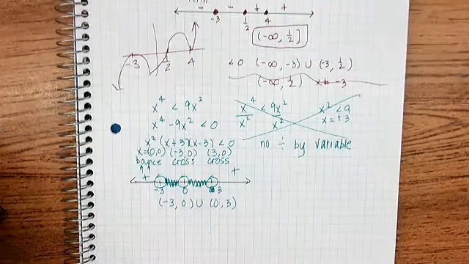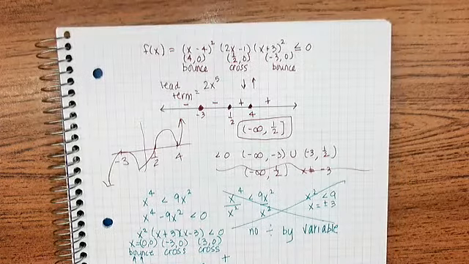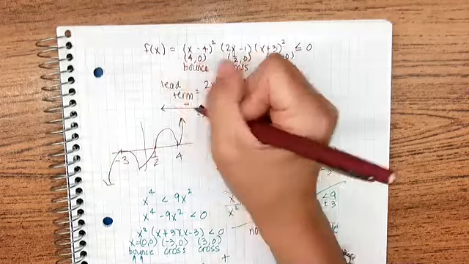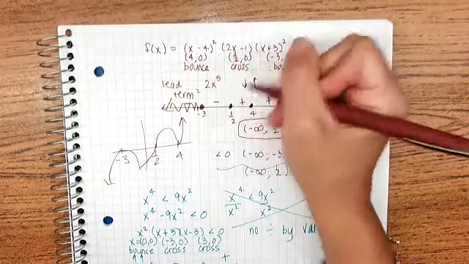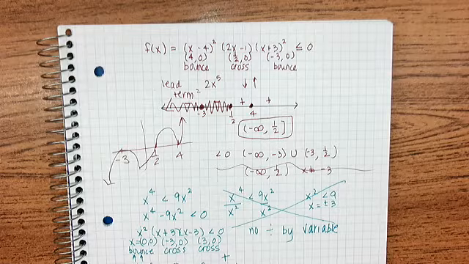And I'm sorry to do this to you, but I do need to go back. I didn't shade up here. What do we want? Less than. So that's here. That's here. I did not shade the number line. Sorry about that.